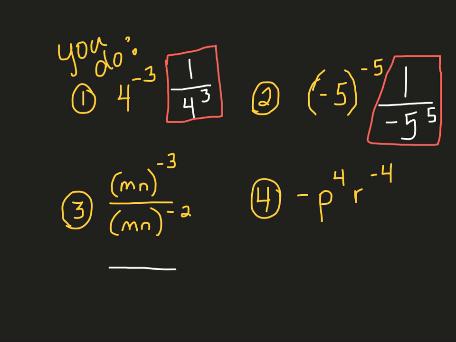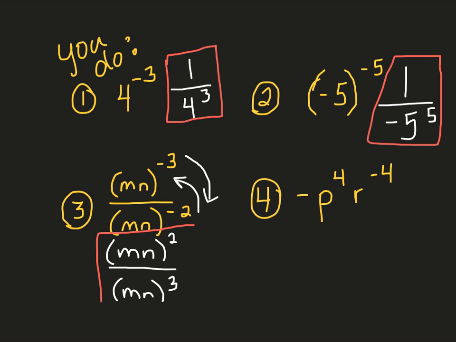So m n, I'm moving this one down, is to the third power now, and then this one, m times n to the negative 2, is going to be moved up. So this is my new answer. Just flip-flopped it. Kind of like the one example that I gave you. I just changed it up just a little bit.